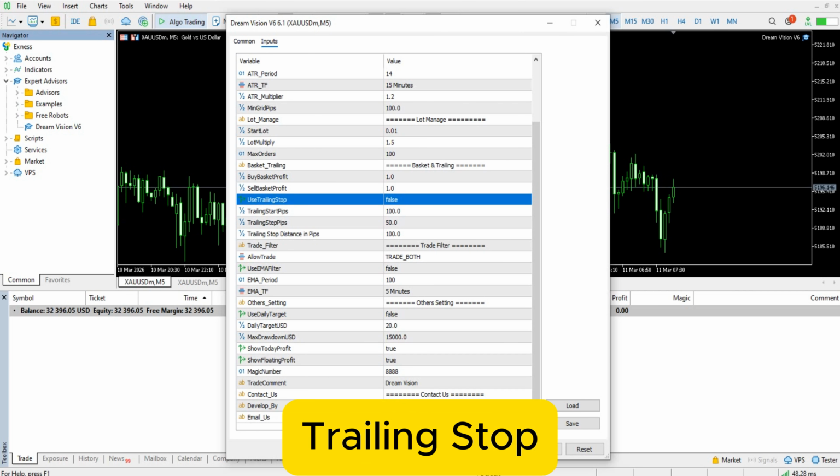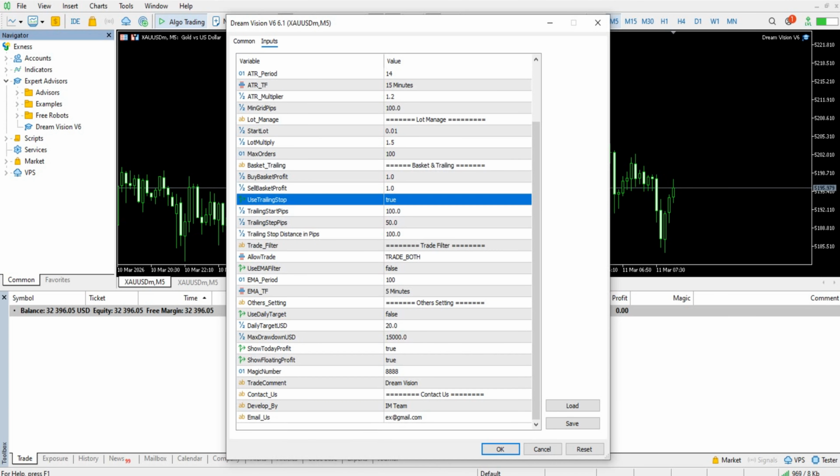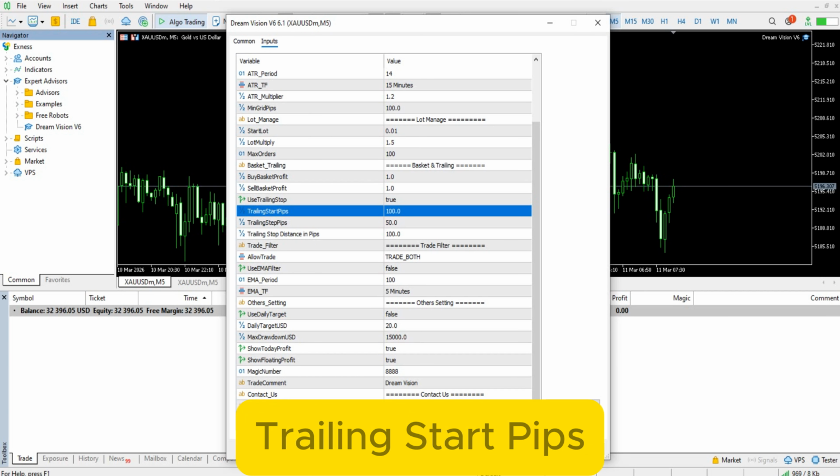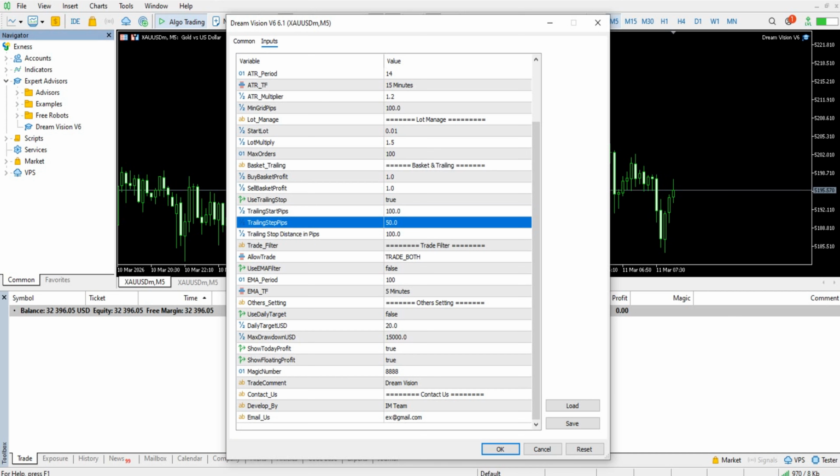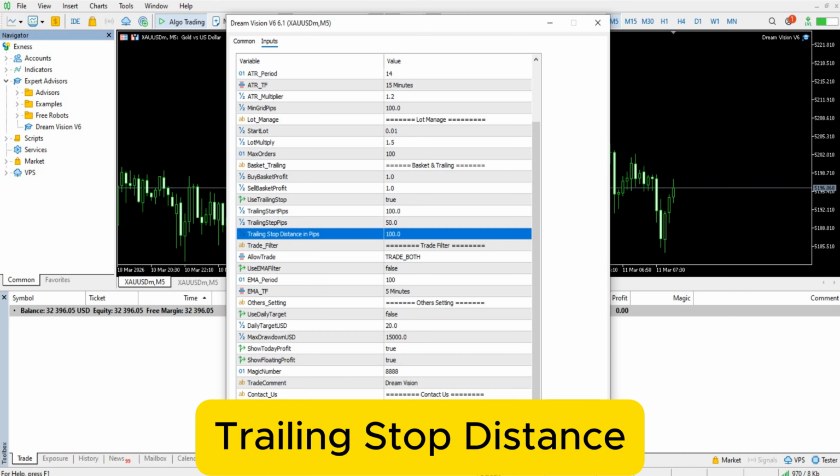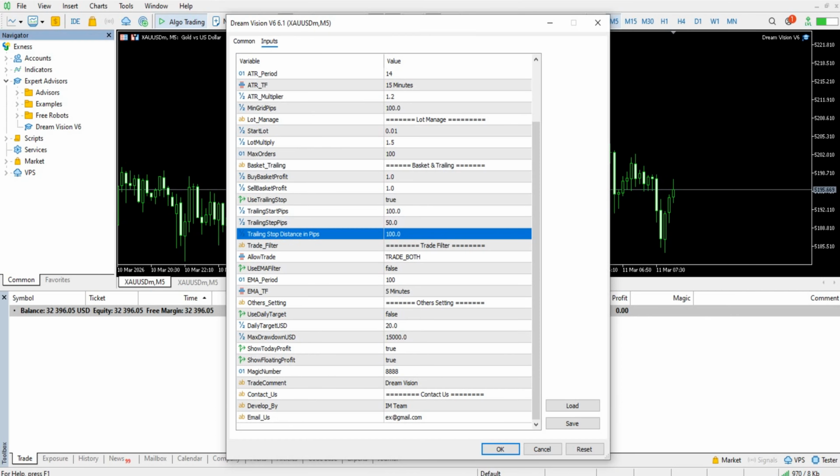Trailing stop. The trailing stop feature helps secure profits as the market moves in your favor. Trailing start pips sets when it begins, trailing step pips controls how often it updates, and trailing stop distance keeps a gap from the current price to protect profits while allowing the trade to continue.